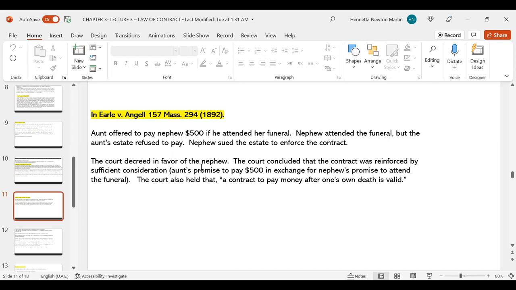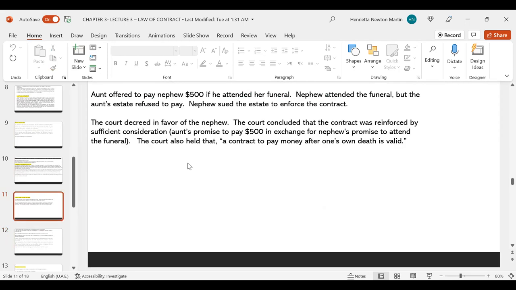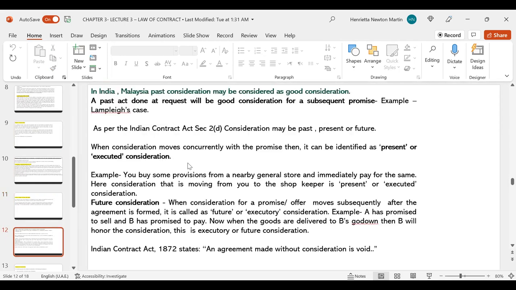The court decreed in favor of the nephew and said that the contract was reinforced by sufficient consideration, that is auntie's promise to pay $500 in exchange for the nephew's promise to attend the funeral. So the court held that a contract to pay money after one's own death is valid. These come under exceptions to the rule, past consideration is no consideration.